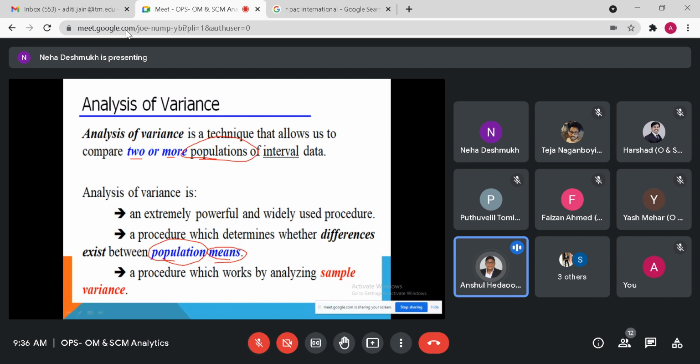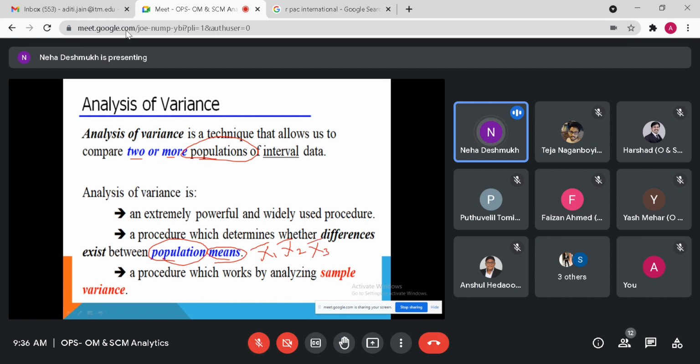The whole data. Population means is what? Mean of the whole data. Mean means what? Average. Correct. So whether there is a difference between the first population, then the second population, then the third population, right?